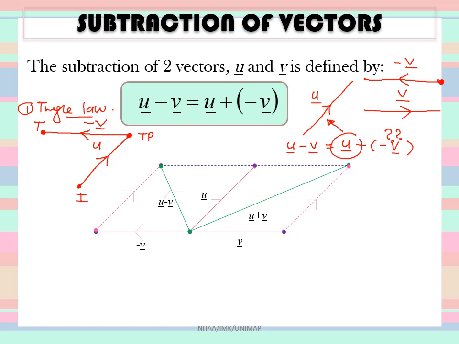vector, if you use the triangle law, is the initial must connect to the terminal. So where is the direction? The direction is that way. Okay, this is the resulting vector for u minus v. Understand?